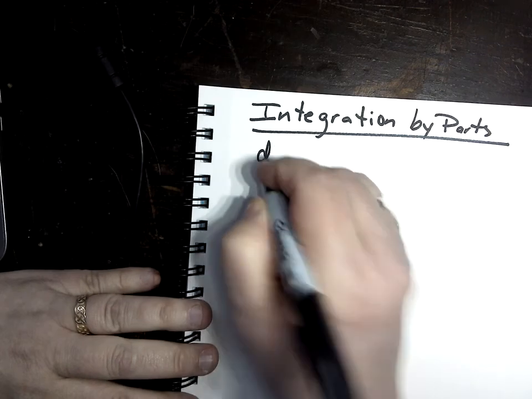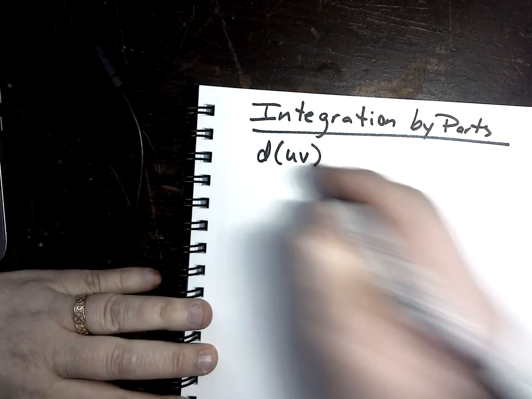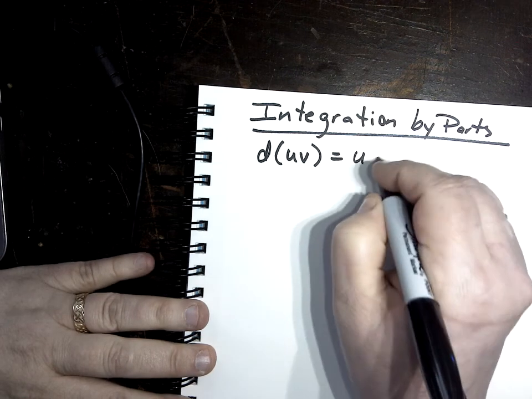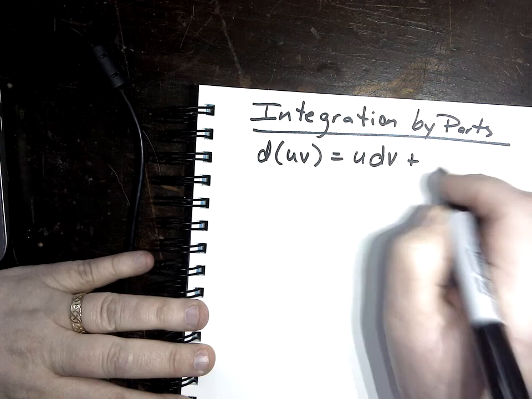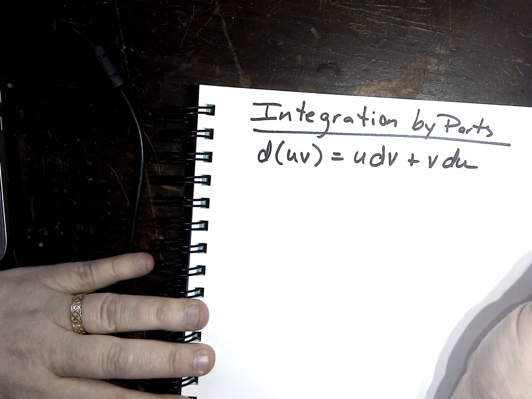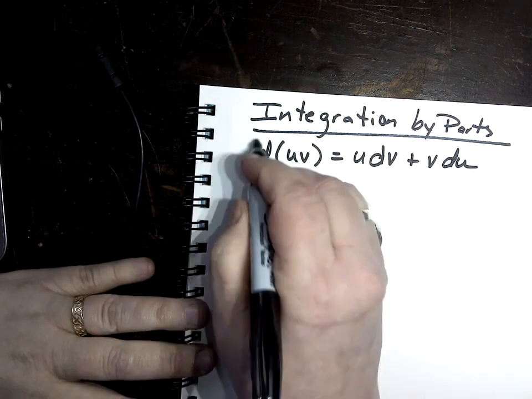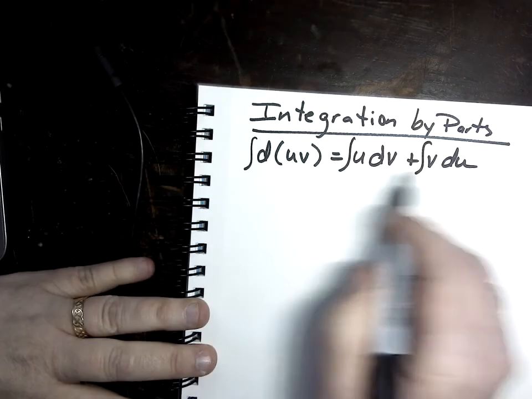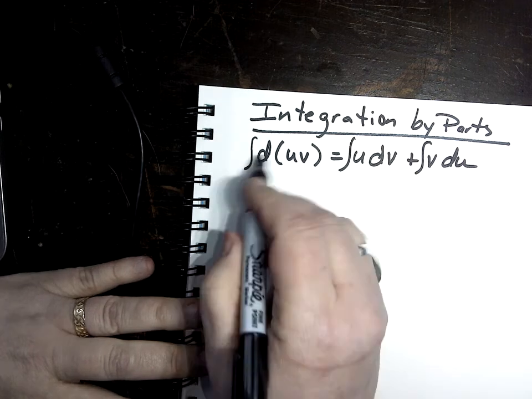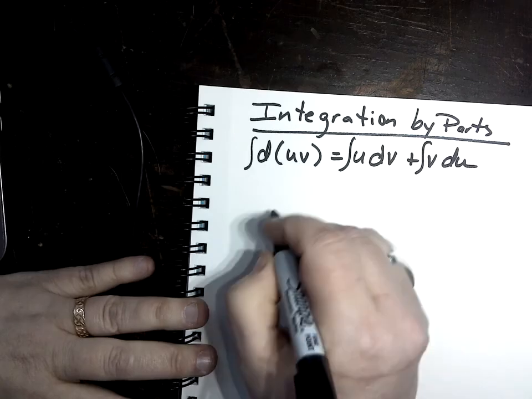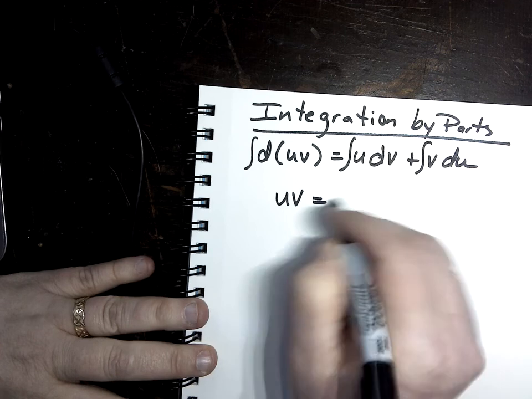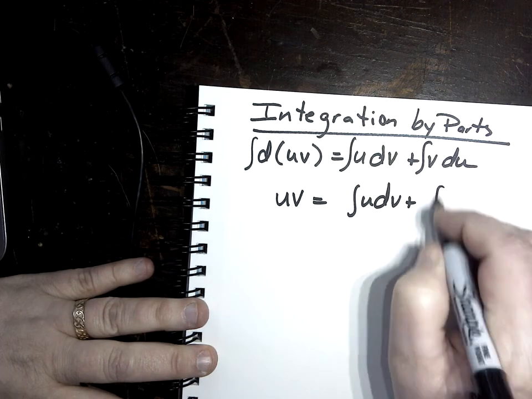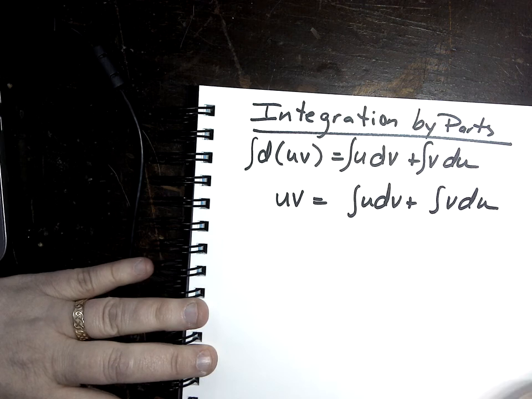Suppose I want to take the derivative of u times v. Well, product rule says that's the first times the derivative of the second plus the second times the derivative of the first. Now suppose I take the integral of all of this. The integral of a sum is the sum of the integrals, so I can distribute this. So the integral of the derivative, they cancel out. I have u times v, and this becomes the integral of u dv plus the integral of v du.